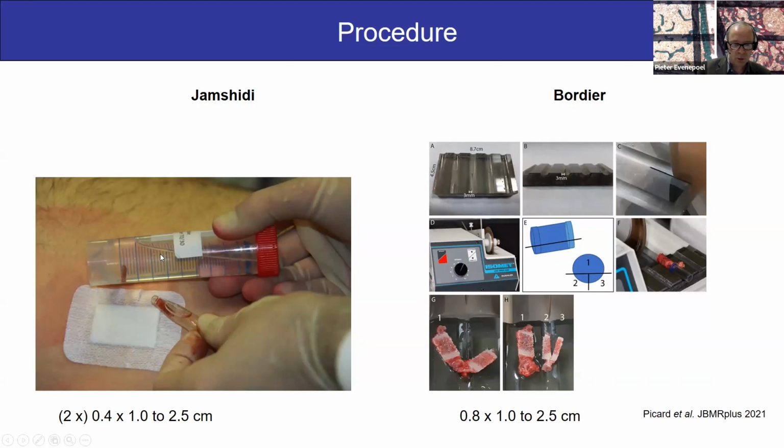So we always perform two punctures in one patient. If you use the Bordier needle, which is of course a thicker needle with an inner diameter of 7 millimeters versus 3.7 millimeters, this will yield more tissue. According to the experience of the Quebec people, they are able to split the bone biopsy into different parts, also enabling them to send the bone material both for histomorphometry and for molecular diagnostics.